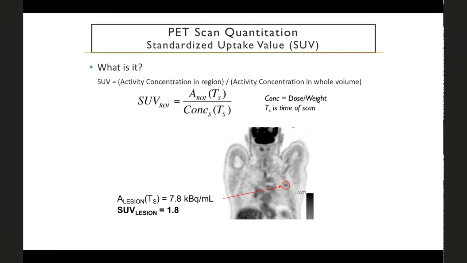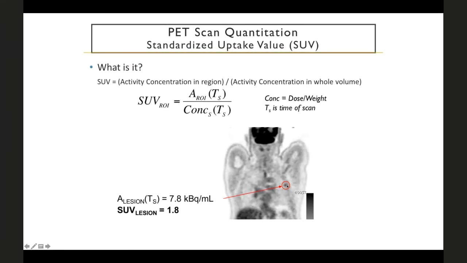So for instance, if we look at this example, we have a lesion within the patient, which, because we've done that dose calibrator cross-calibration, we can assign a kilobecquerel per milliliter value to.